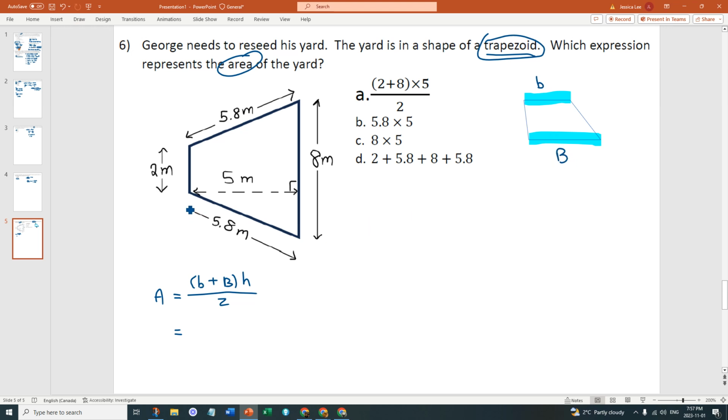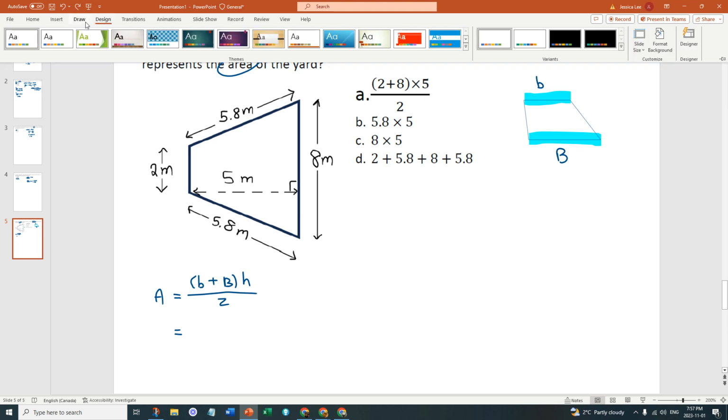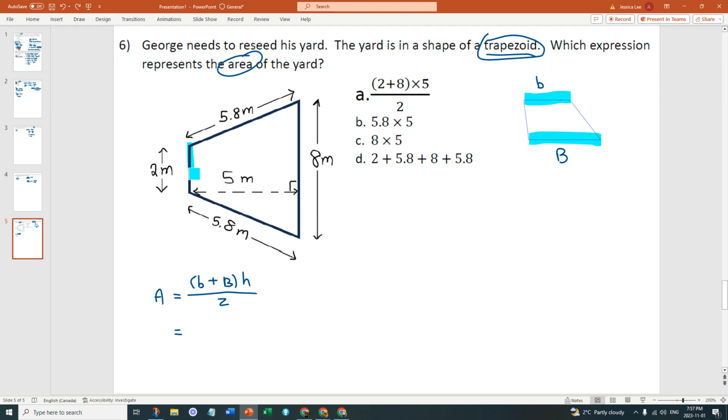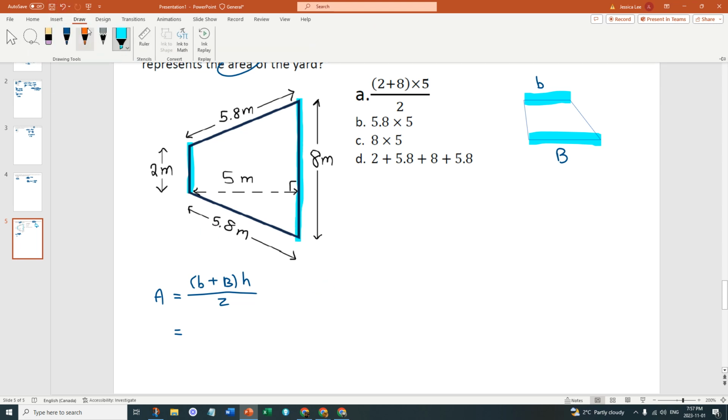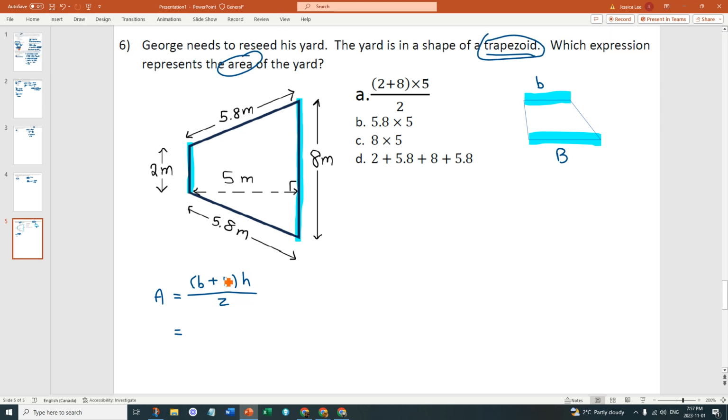So if you look and analyze this shape that I gave you, the two parallel sides are here and here, right? Remember, parallel sides are two lines that are not going closer or further away from each other. Next, we need to identify the height. The height always makes a 90-degree angle with the base. So hopefully you can see that this is the height, as it makes the all important 90-degree angle with the base.